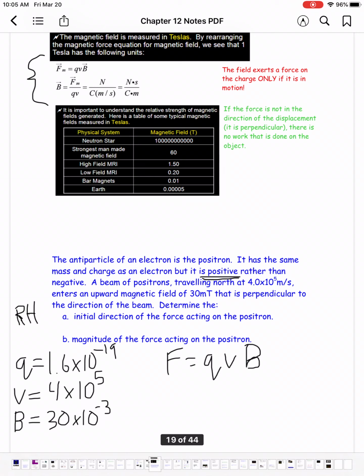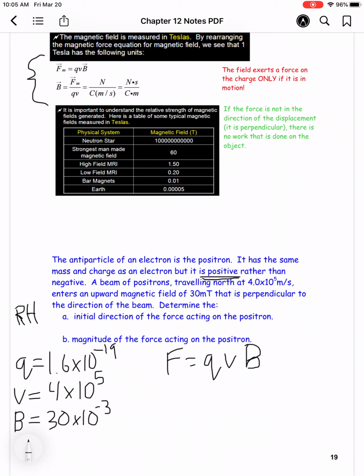A beam of positrons traveling north. So it's traveling north, right? On our paper, north is to the top of the paper, so our thumb should be pointing to the top of the paper. Then it says it enters an upward magnetic field. So that means upward means away from the paper, right?